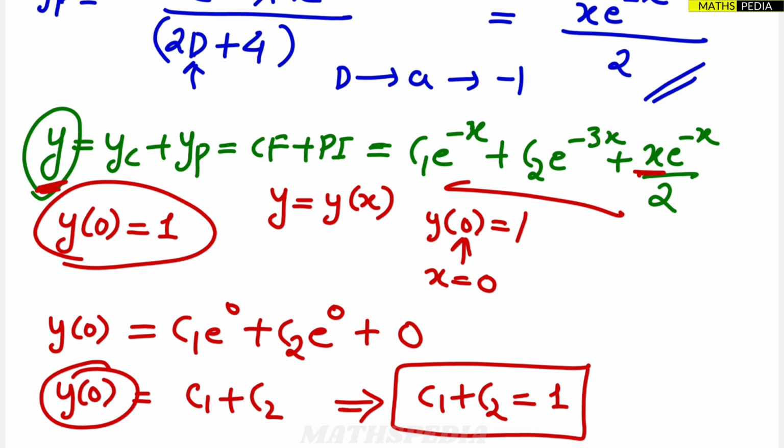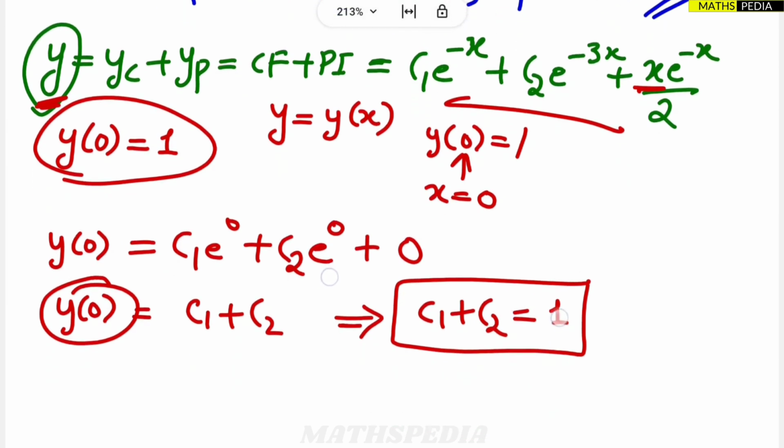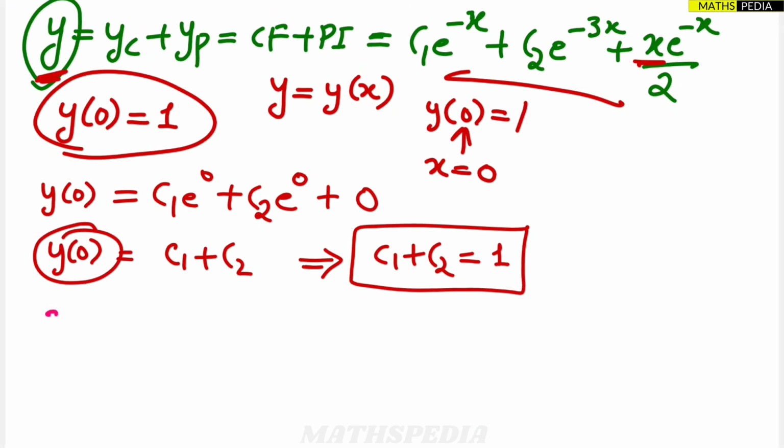First equation we got. Now one more condition we had. What was that condition? Condition was basically that y dash of 0 is again 1. So y dash basically means you have to differentiate. Which part are you going to differentiate? This y equation you are going to differentiate. How to differentiate? Let us see that.